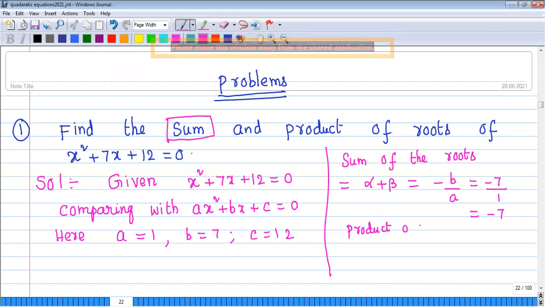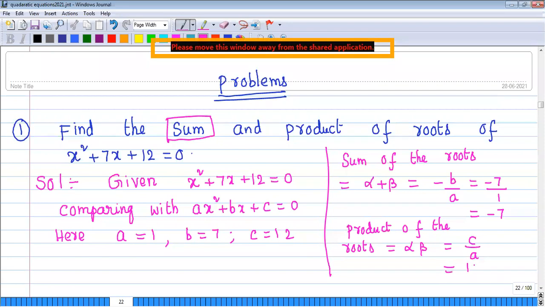Product of the roots. The product of the roots is given by alpha beta, which equals c upon a. Here c is 12 and a is 1, so 12 by 1 is 12 only. That means the product of the roots is equal to 12.